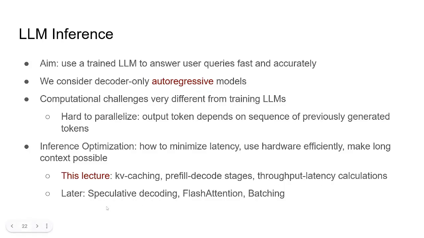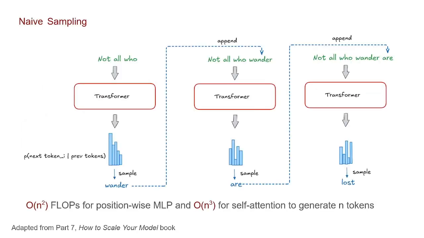In later lectures, we will look at other techniques for speeding up inference, namely speculative decoding, flash attention, and also how we intelligently batch prompts together for increased parallelism.